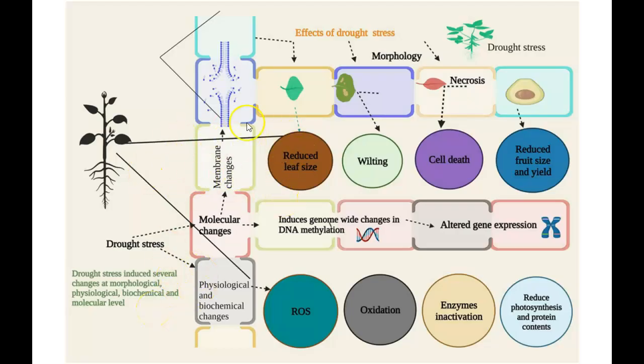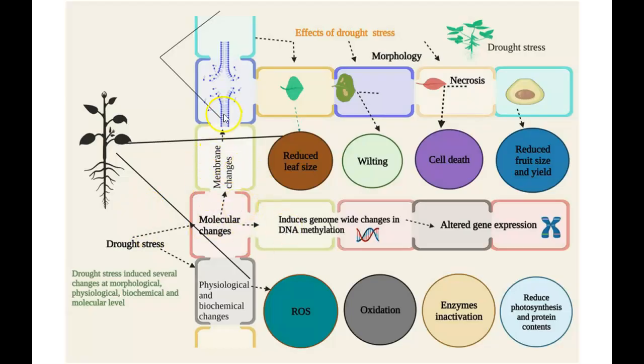If we talk about drought, then at morphological level, there is reduced leaf size because of drought effect. Why do they reduce their size? So that there is less area for the transpiration. With drought, there is also wilting of the leaves, and that also results in necrosis, cell death, and because of drought, there is reduced fruit size and yield because the cell size is reduced under drought conditions.